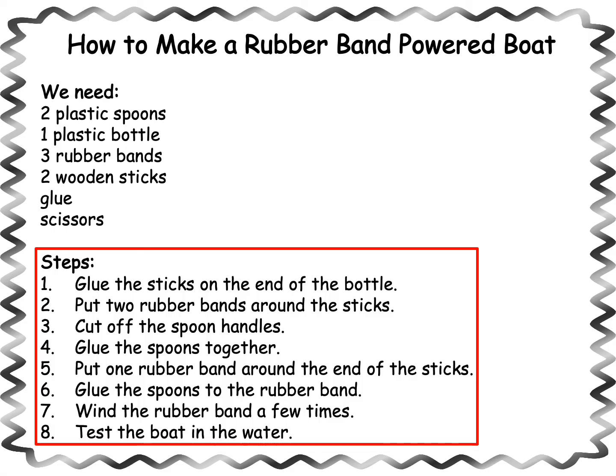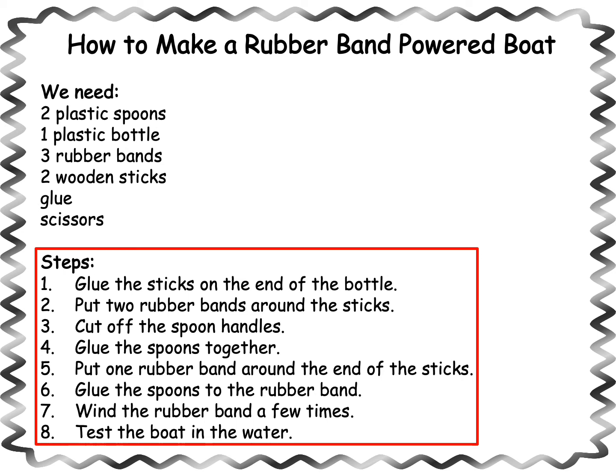Now let's go back to the how to make a rubber band powered boat page. Now we've just covered what we need, yeah? Let's have a look at the steps now, which is the rectangle at the bottom, the red rectangle, the steps. There are 8 steps in total. Let's read them first. Number 1, glue the sticks on the end of the bottle. Number 2, put 2 rubber bands around the sticks. Number 3, cut off the spoon handles.